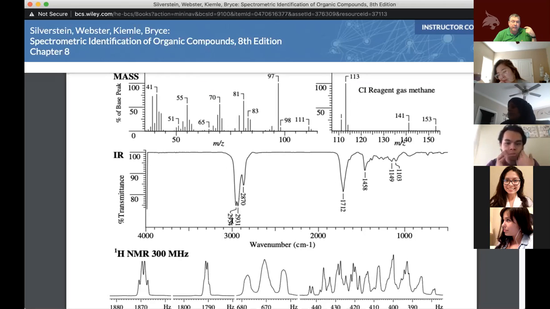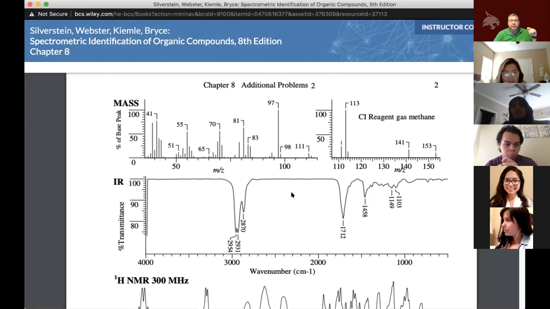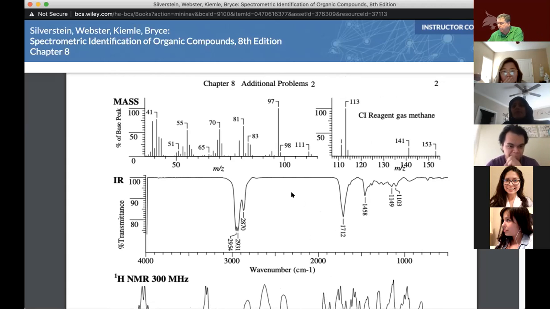Let's look at the IR. We have nothing over 3,000, so it's all aliphatic. It's not 2700, but we do have a carbonyl peak here. So that's kind of good for us. We have a carbonyl peak, and so we have something there. So we know we need to do at least one oxygen substitution on our molecular formula. So let's start with that.